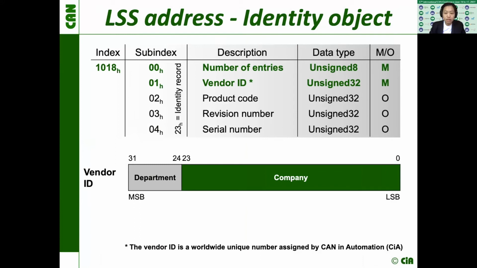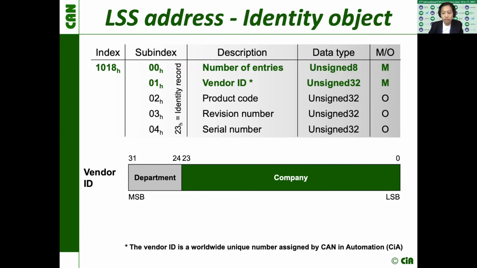Before we talk about the service, when it comes to the node ID assignment by this service, a basic requirement for participating devices is the availability of the 1018 identity object, which is defined in the CiA 301 specification. And this identity object contains 4 sub-indexes of 32 bits each. They are vendor ID, product code, revision number, and serial number.